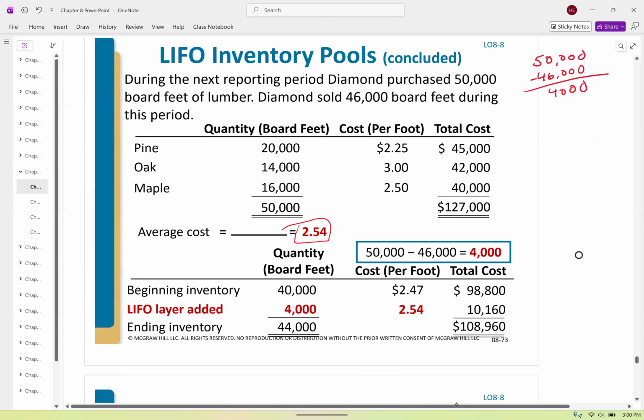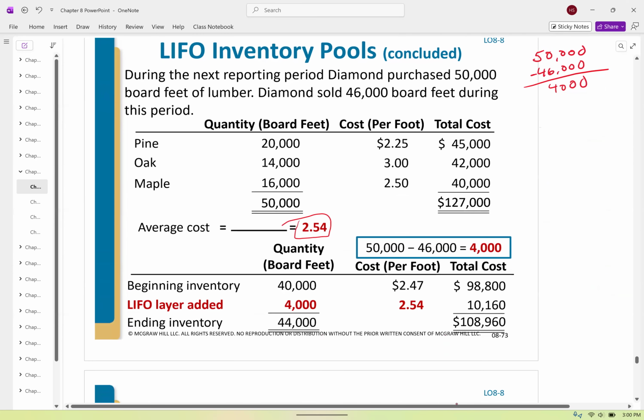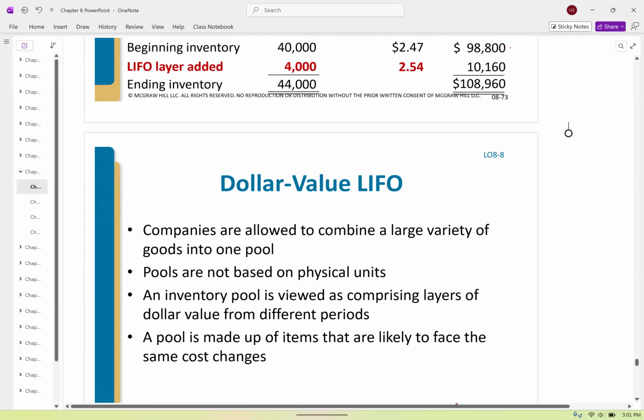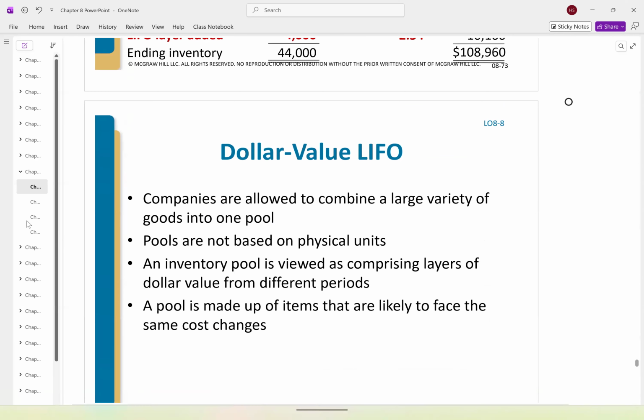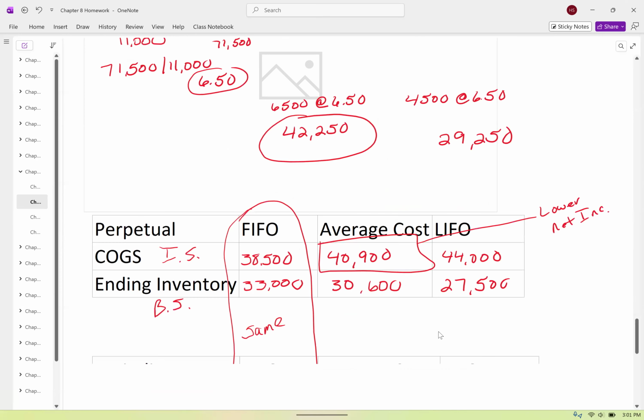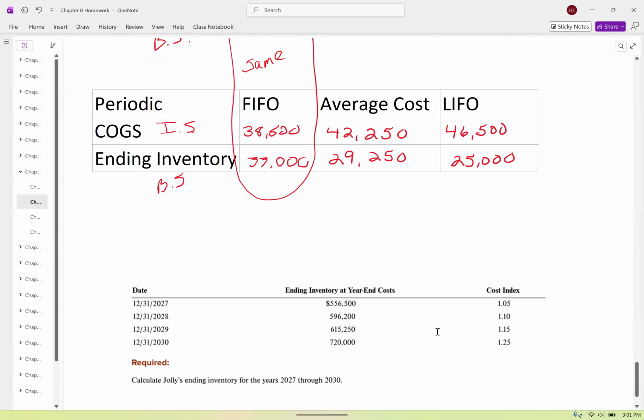Okay. So then I've already done that calculation up there. We have our 40 at $2.47 right there. We're going to add this layer of 4,000 at $2.54 to that. So our ending inventory is 10,896. Okay. All right. So let's go over to dollar value LIFO. I have a problem over here. There we go.